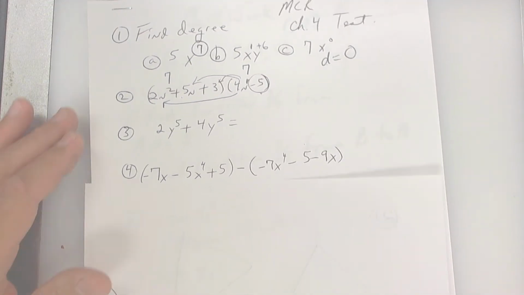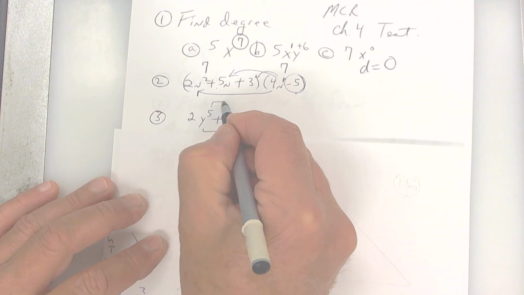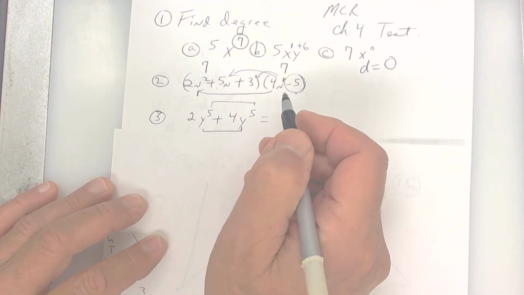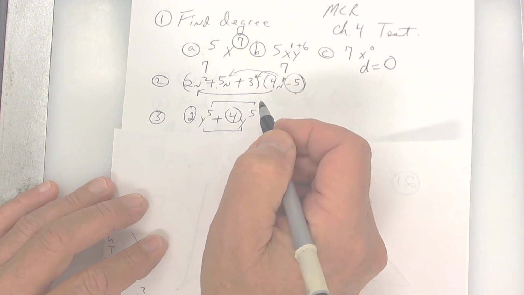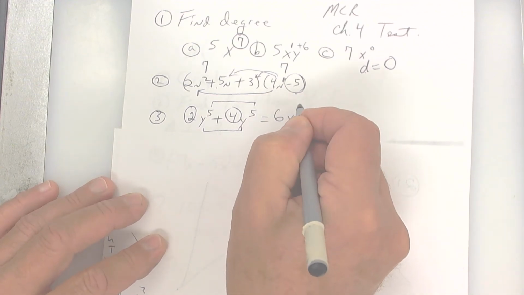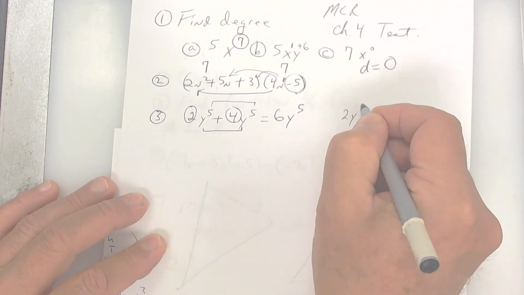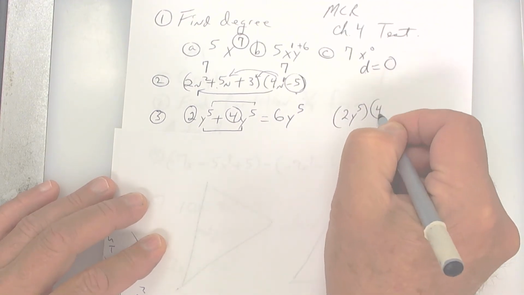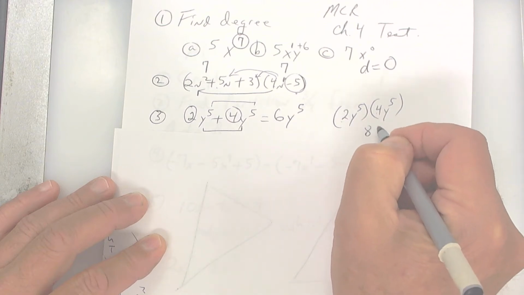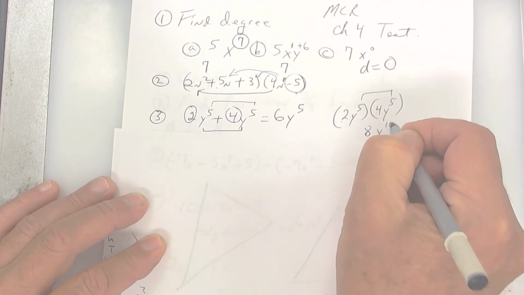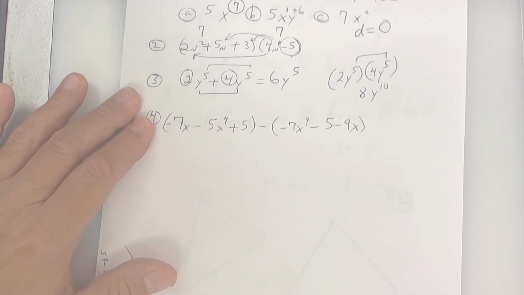Let's go on. This one you combine like terms. You have the same base. You add the exponents. Well, that's only when you multiply. Here you're adding, so you only add the coefficients. So that's going to be 6y to the 5th power. If it was 2y to the 5th times 4y to the 5th, then you would go 4 times 2 is 8. And then you would add these up and say y10. But when you add and subtract, you only add the coefficients. Make sure you know that.